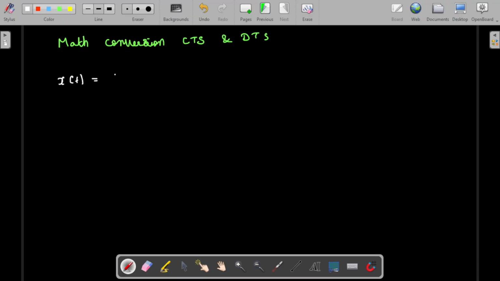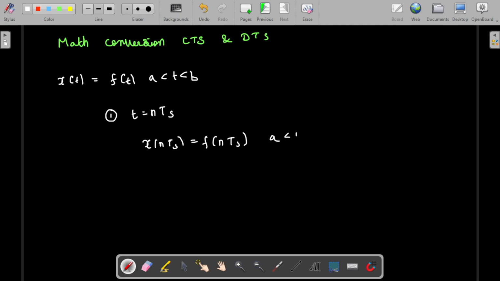So x of t is equal to f of t, with the t interval from a to b. Now we have to convert this from a continuous time signal to a discrete time signal. The first step is to put t equal to nTs. Then x of nTs is equal to f of nTs. So this is how the value will be.